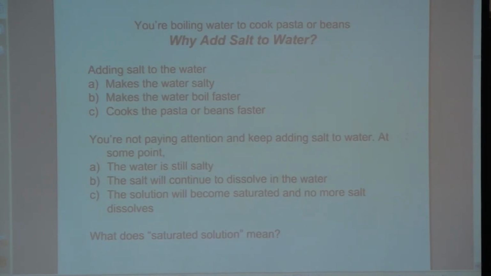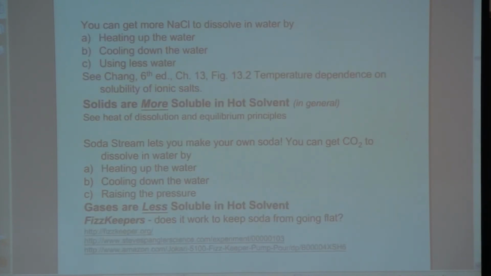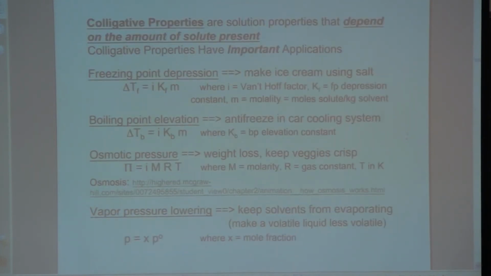Then we talked about different types of solutions, for example, saturated solutions. And we talked about solubility. So we know that solids are more soluble in a hot solvent, while gases are less soluble in a hot solvent. We look at these colligative properties, which are also described in chapter 13.